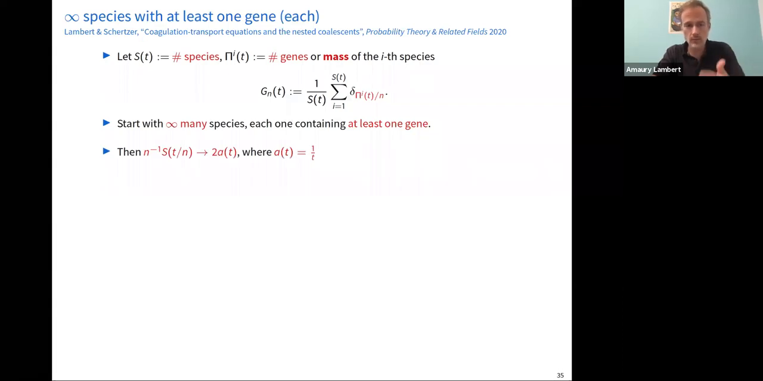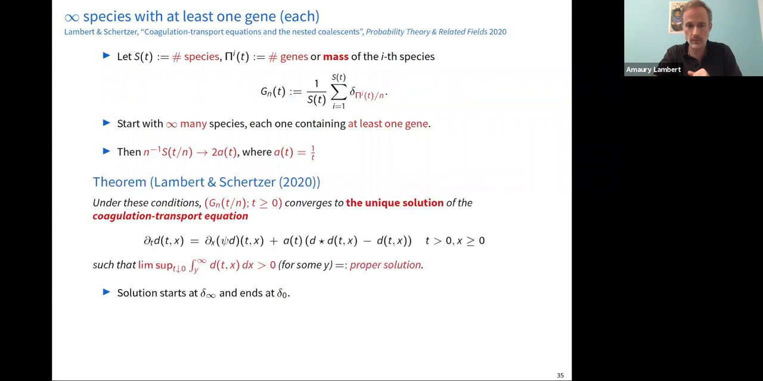Then you know that the behavior at small time of S is basically 2 over t. It's the number of species undergoing the Kingman coalescence. And the result that we got with Emmanuel this year is that under these conditions, Gn at times t over N converges to the unique solution of the coagulation transport equation that I just showed you in the previous slide, such that there is some mass initially in time above some threshold y, okay?